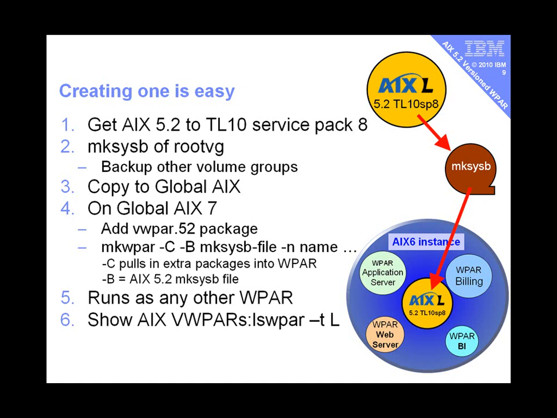Then you add a package for the version WPARs, that gives you the new support. Then you run the mkwpar command, just as before, but you have two more options. The -C pulls in these extra packages for AIX 5.2, and the -B is just a way of pointing towards the mksysb file involved. You can then run this as a WPAR like you can before, and particularly adding the other file systems to bring in perhaps the database files or the application data.